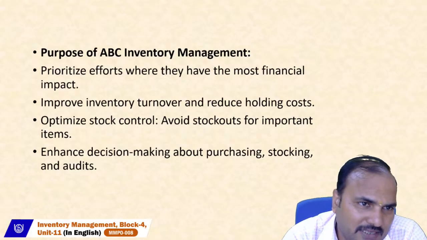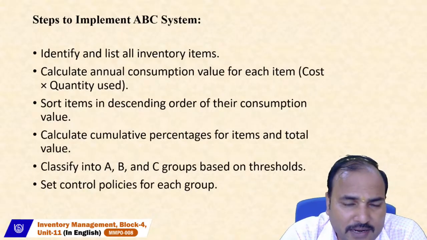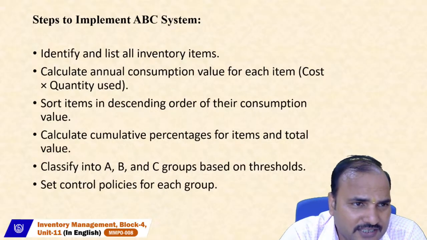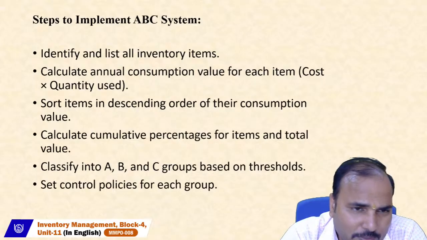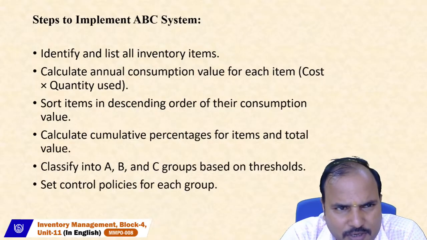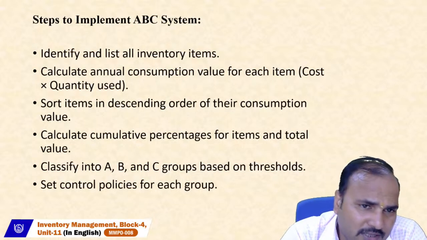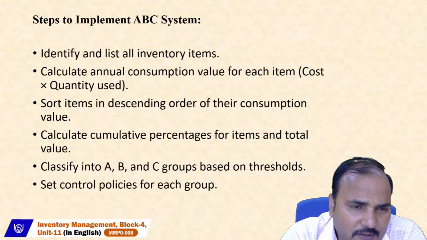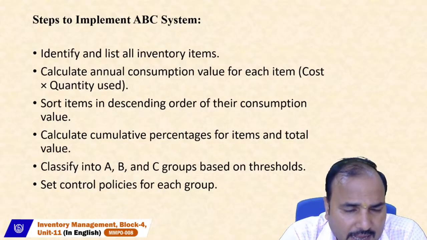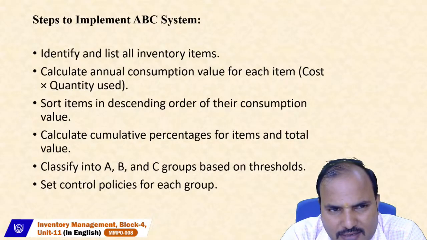Now let us see the steps to implement the ABC system. What are the different steps? First is to identify and list all inventory items. We have to identify the different inventory items and prepare a list. After that, calculate the annual consumption value for each item, that means cost times quantity used. Then sort the items in descending order of their consumption value.